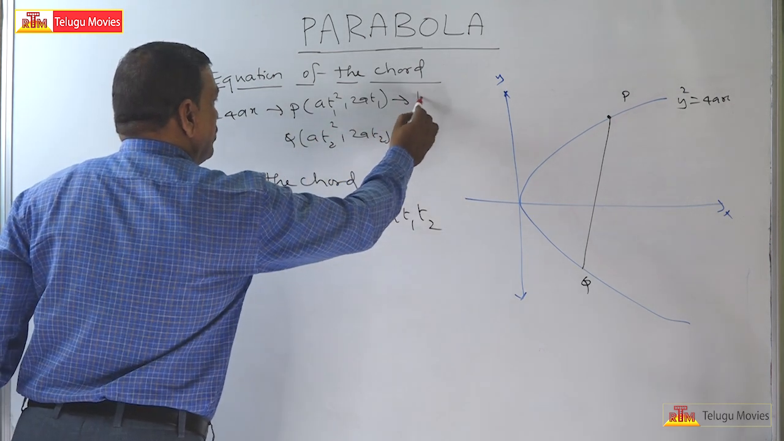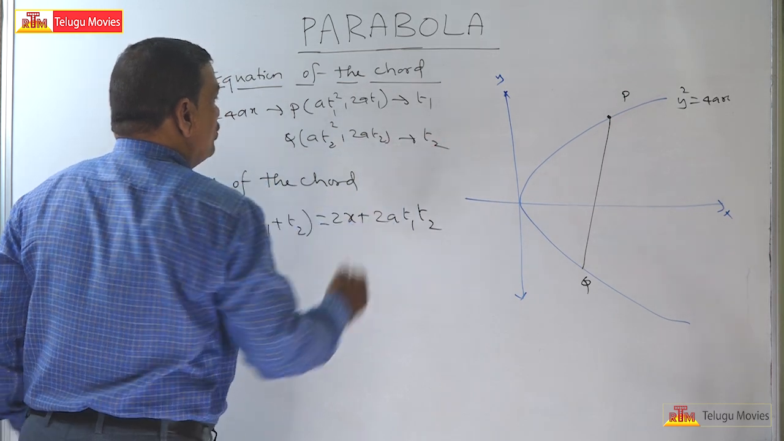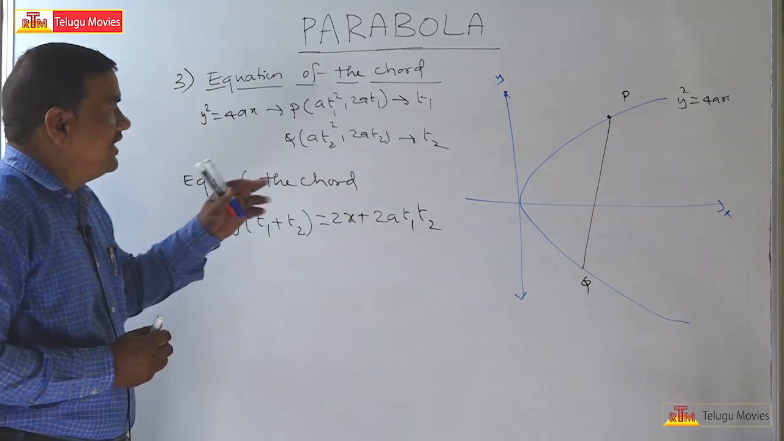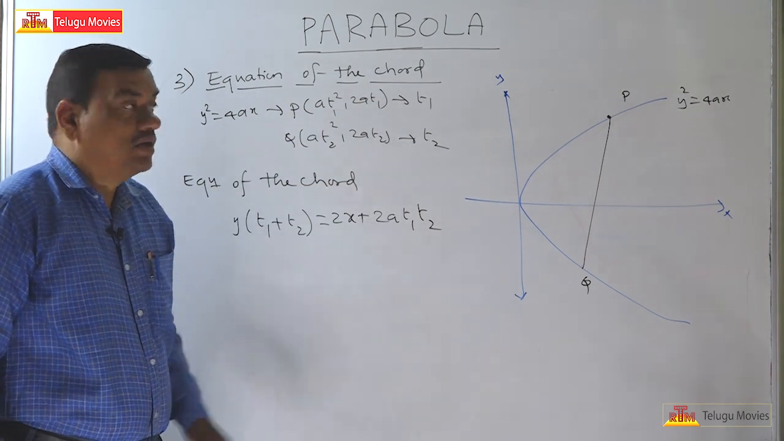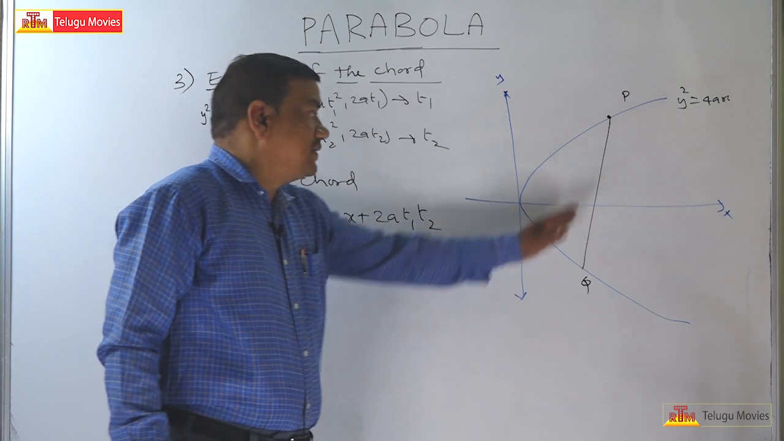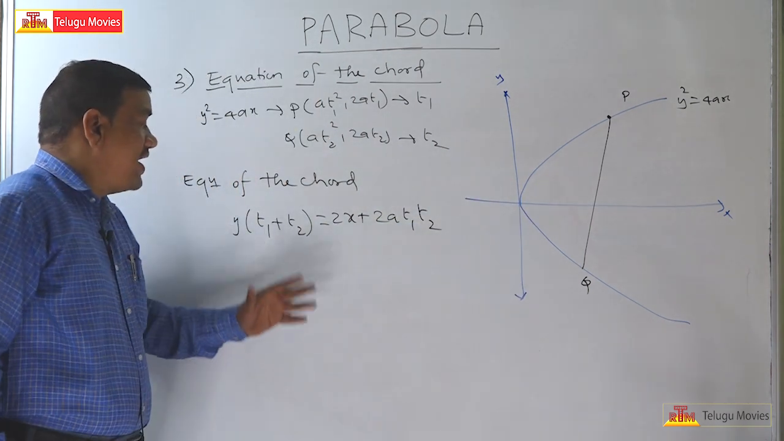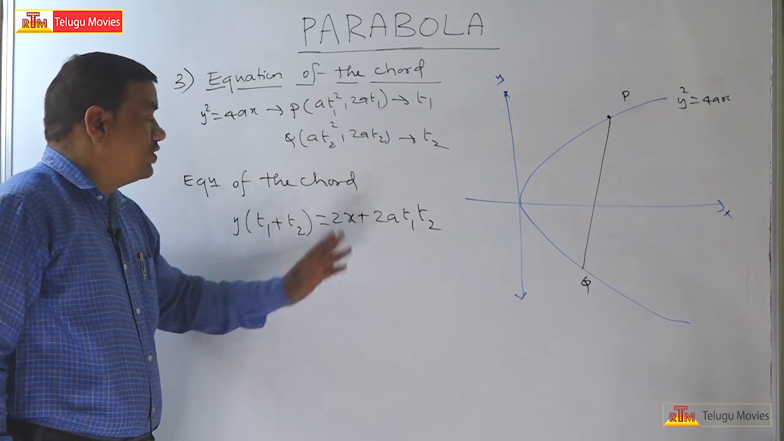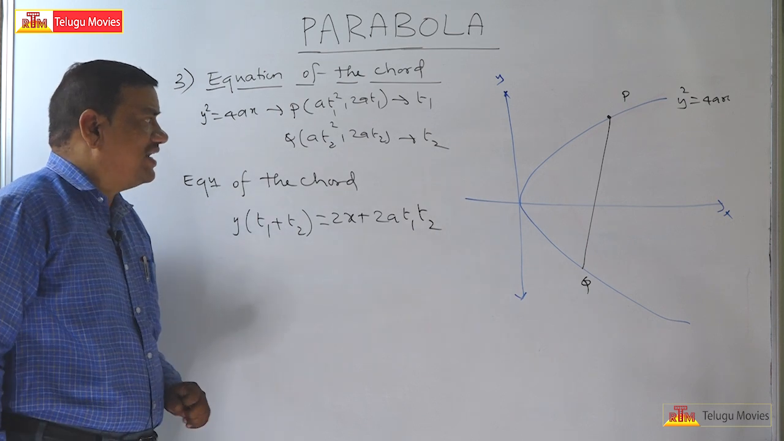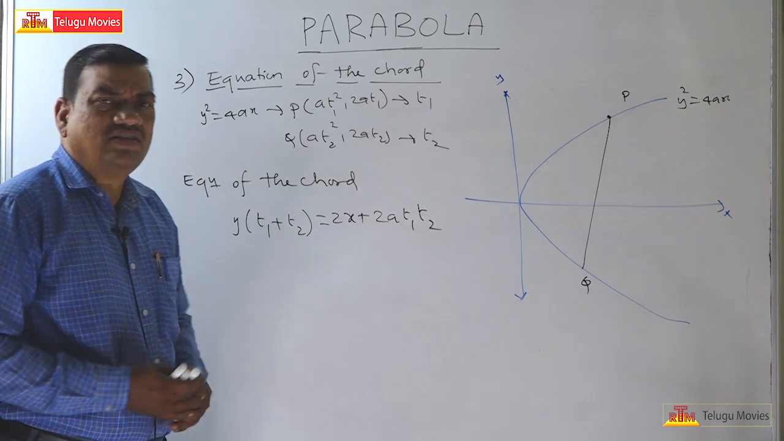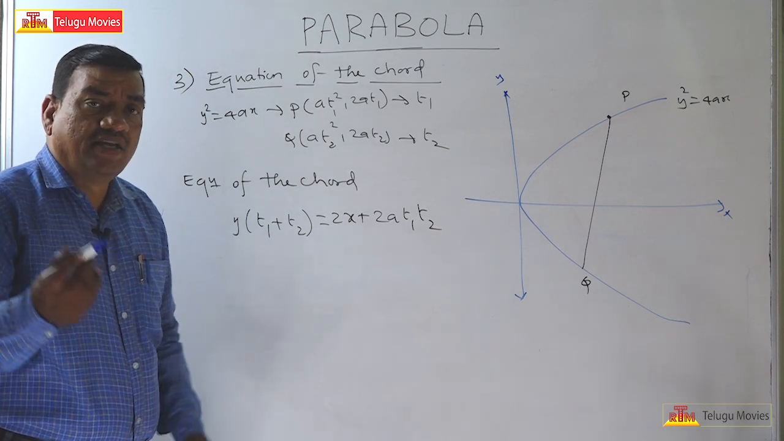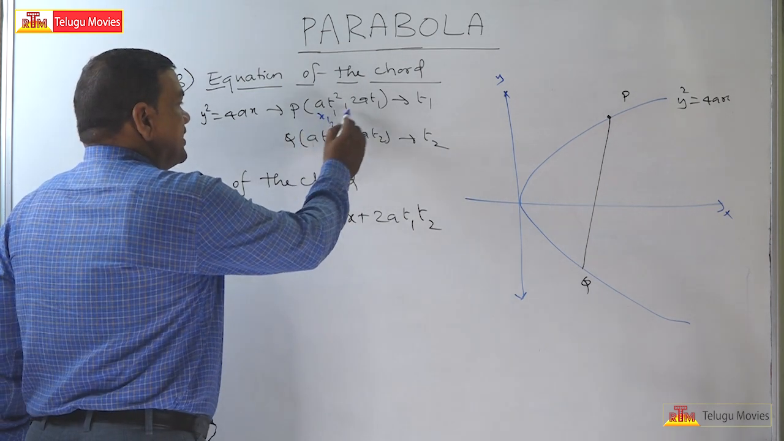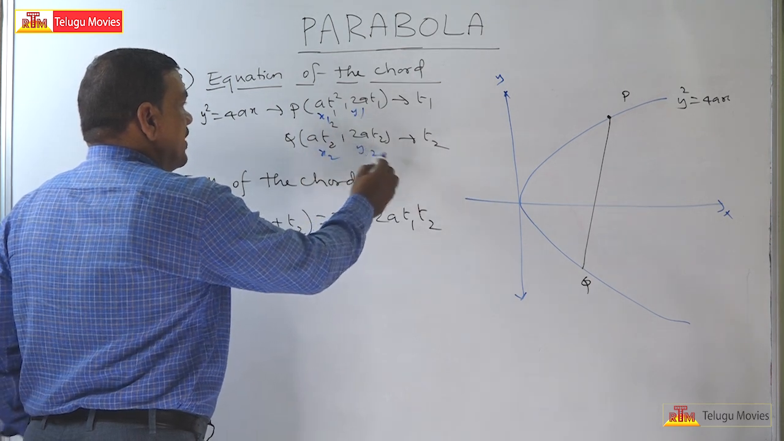So this is denoted as t1 and this is denoted as t2. Then the equation of the chord is y(t1 + t2) = 2x + 2a t1 t2. This can be simply solved. We can solve this equation by taking the two point form. So this is (x1, y1) and it is (x2, y2).